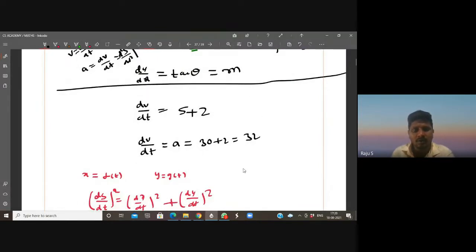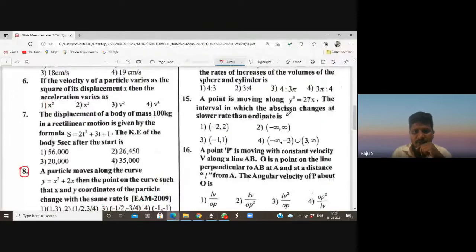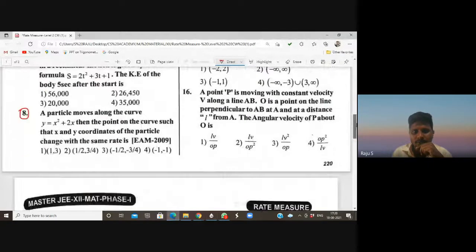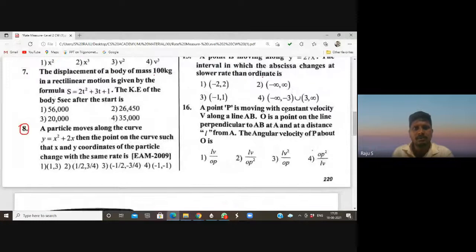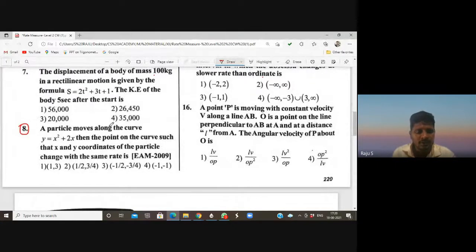Fine, students. Now, question number 8. Question number 8 is easy only. A particle moves along the curve y is equal to x square plus 2x. Then find the point on the curve such that the x and y coordinates of the particle change at the same rate.